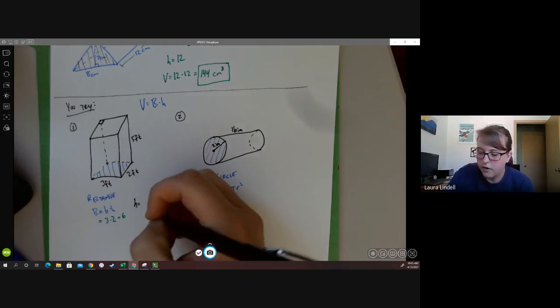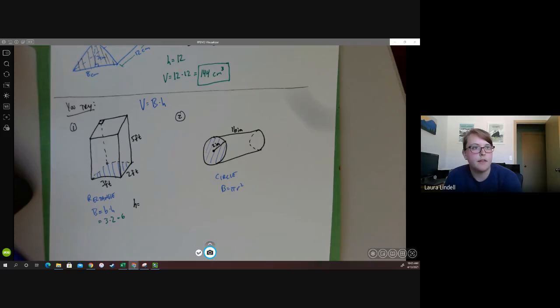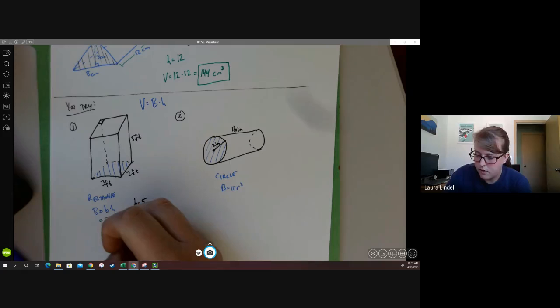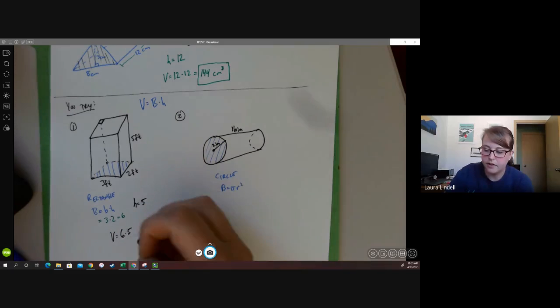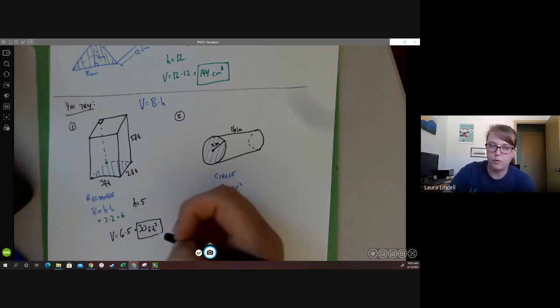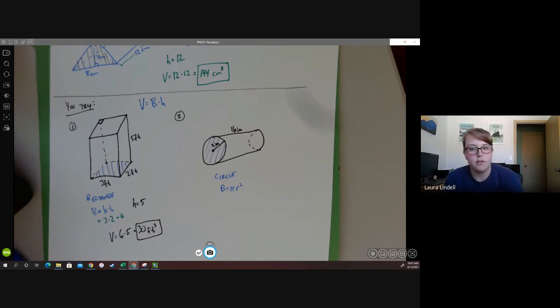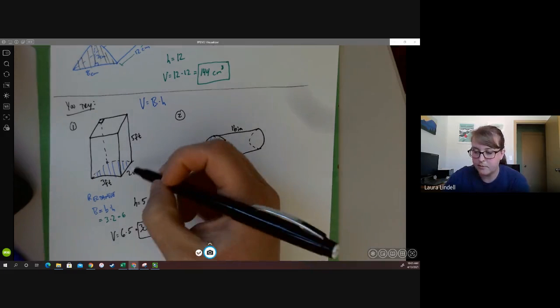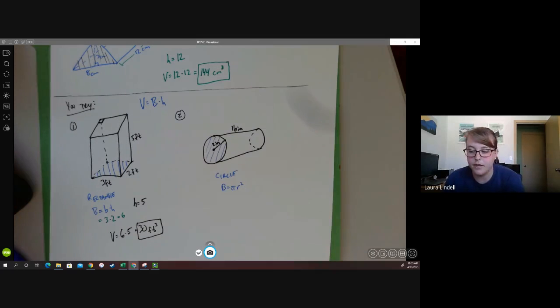And then for the overall height here, we got the other dimension, 5. So if you got 6 times 5 or 30 cubic feet for the first one, you are on the right track. Another way you could have done the first one is just gone 3 times 2 times 5. It's the same exact thing that we did by finding the base first and then multiplying by the height.